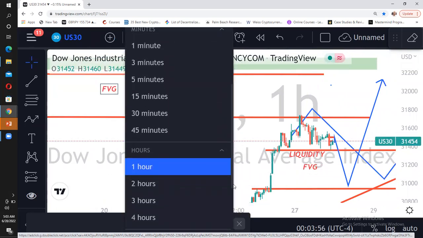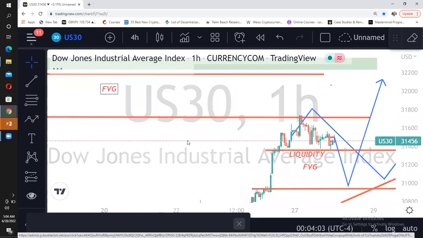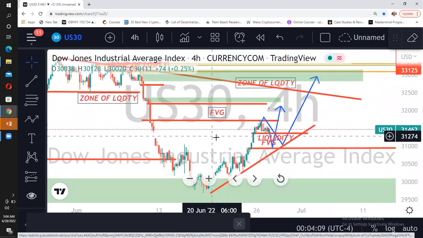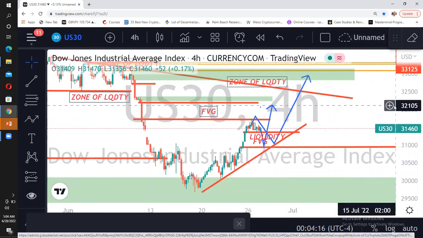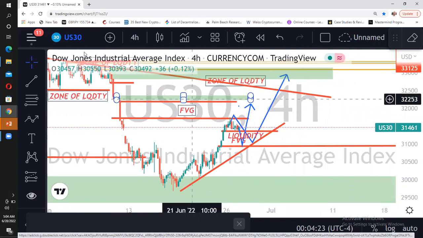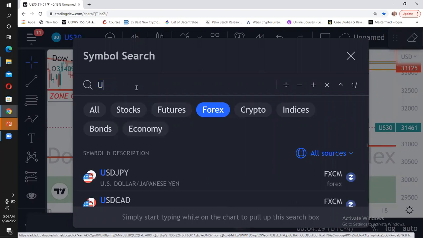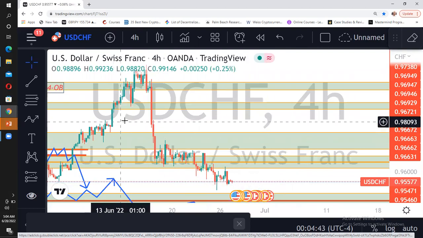And what else more? I think we're done. Then USD CHF. Let's take USD CHF. Some person requested for that. The CHF. I'm taking out all these.